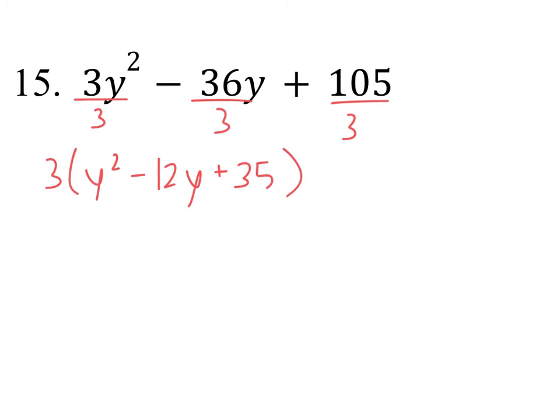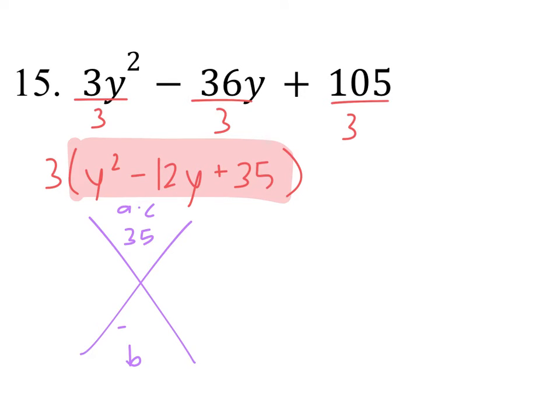So now this inside trinomial has an a value of 1, which means I can create a cross product sum and use my shortcut. So a times c goes on top, so 35 would be on top. My b value would be negative 12. So I need to think what multiplies to give me 35, adds to give me a negative 12. That's going to be a negative 5 and a negative 7.